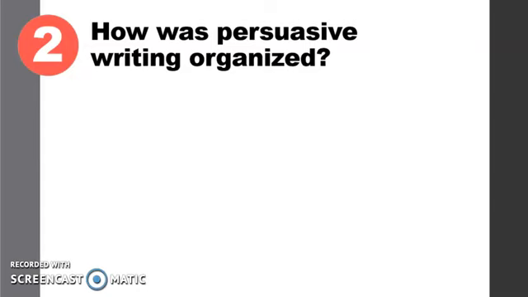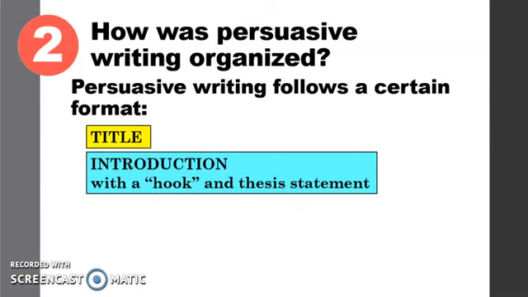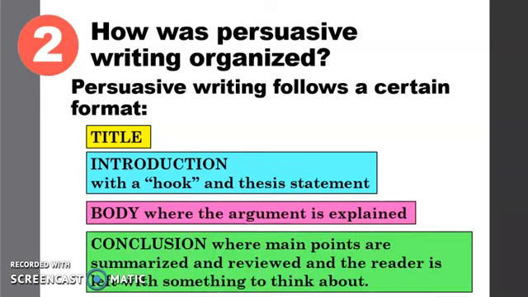Now, how is persuasive writing organized? Now that we know the nature of persuasive writing, let's proceed to the next. What are the steps that you can use to organize a persuasive writing? Persuasive writing follows a certain format. We have the title, introduction. Your introduction should have a hook and a thesis statement, a body, where the argument is explained, and a conclusion, where main points are summarized and reviewed, and the reader is left with something to think about.